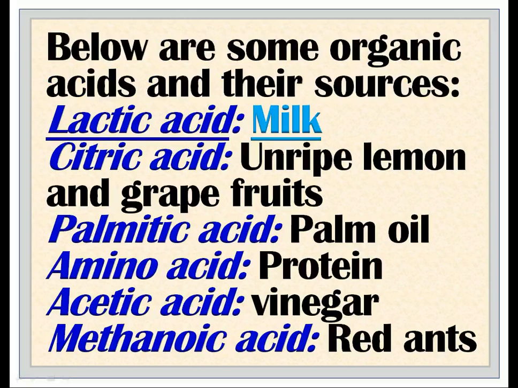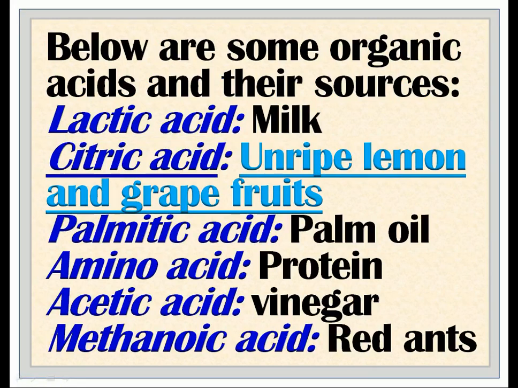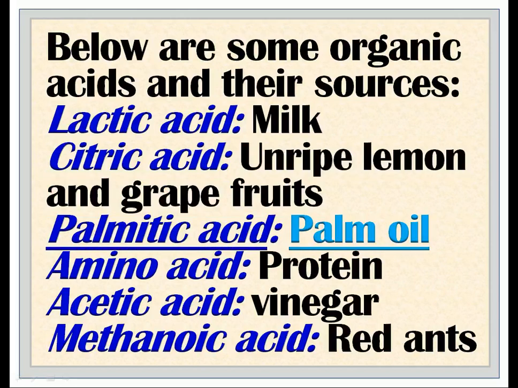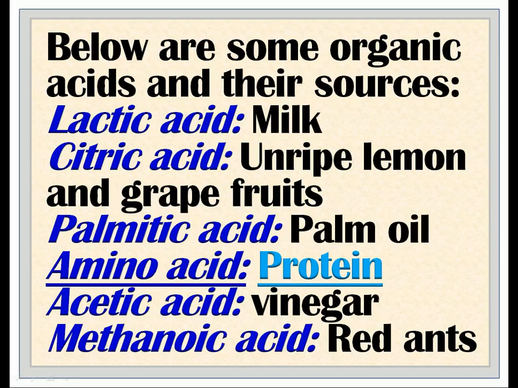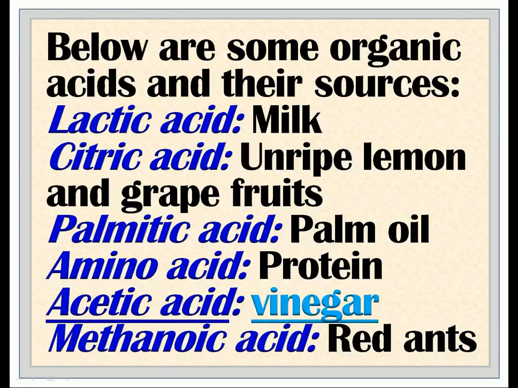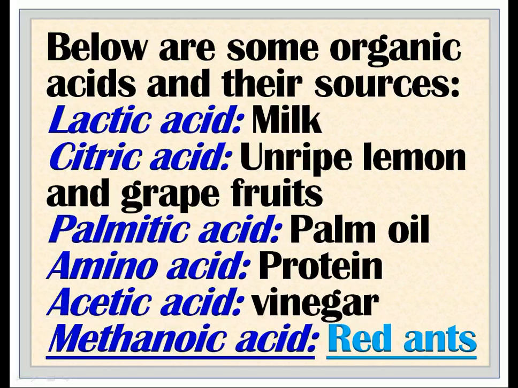Lactic acid is found in milk. Citric acid is found in unripe lemon and grape fruits. Palmitic acid is found in palm oil. Amino acid is found in protein. Acetic acid is found in vinegar. Methanoic acid is found in red ants.